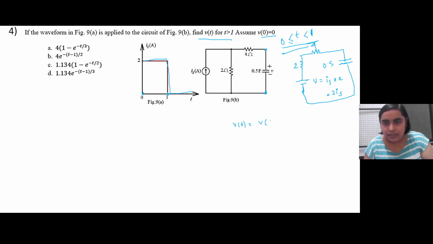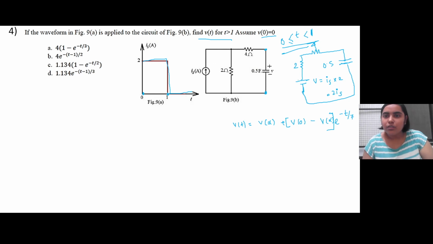That is v of infinity plus v of 0 minus v of infinity e to the power minus t by tau, right? So v of 0 is given as 0 in the question itself. It is given v of 0 is equal to 0. Now what we have to find is v of infinity.